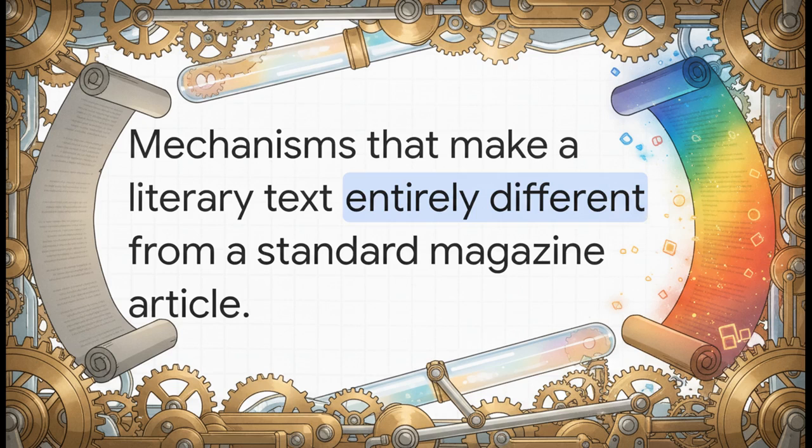That's the specific mechanisms that make a literary text entirely different from, say, a standard magazine article or your grocery list. They wanted to know what are the specific gears and levers, the rhymes, the rhythms, the metaphors that turn ordinary words into art.